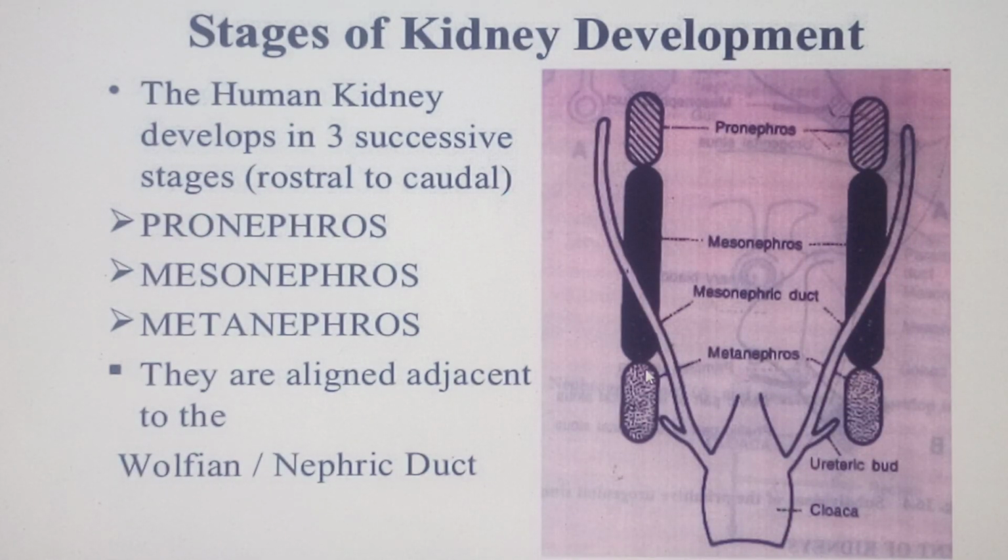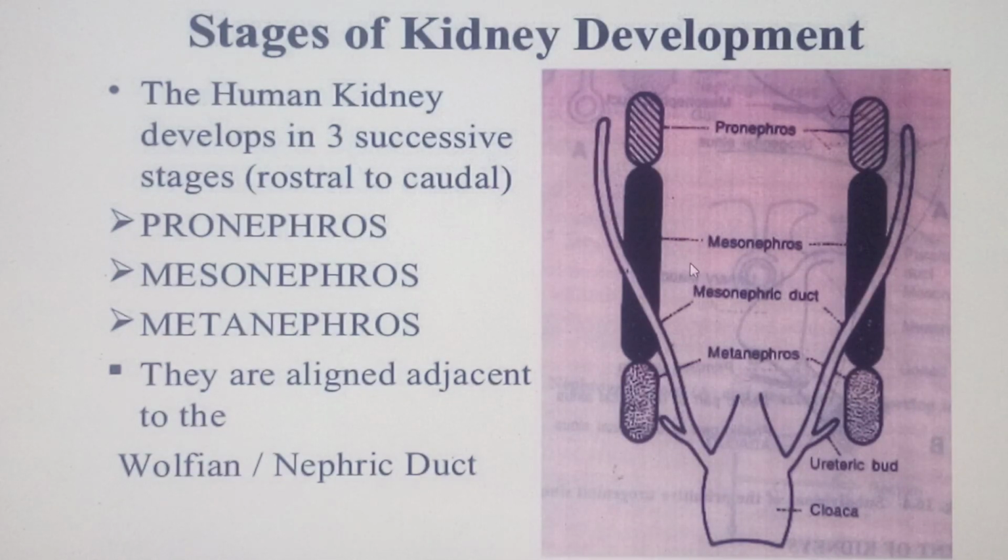So the one next to becoming the real kidney is the metanephros. The one which will really give rise to the kidney is what we call the metanephros. So that is one thing that we find over here. Now, this is coming from the intermediate mesoderm, the nephrogenic cord.